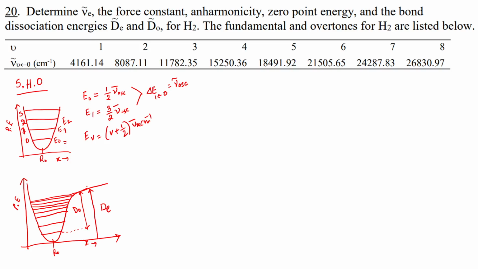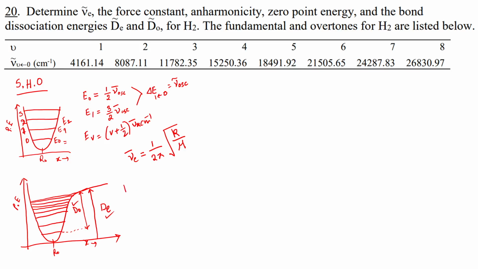So what are the things we need to get? We want to determine De, D0, and the force constant. The wave number is related to k by mu, the reduced mass, and this is nu e most of the time, because we have already introduced the anharmonicity into the equation. So one more thing.